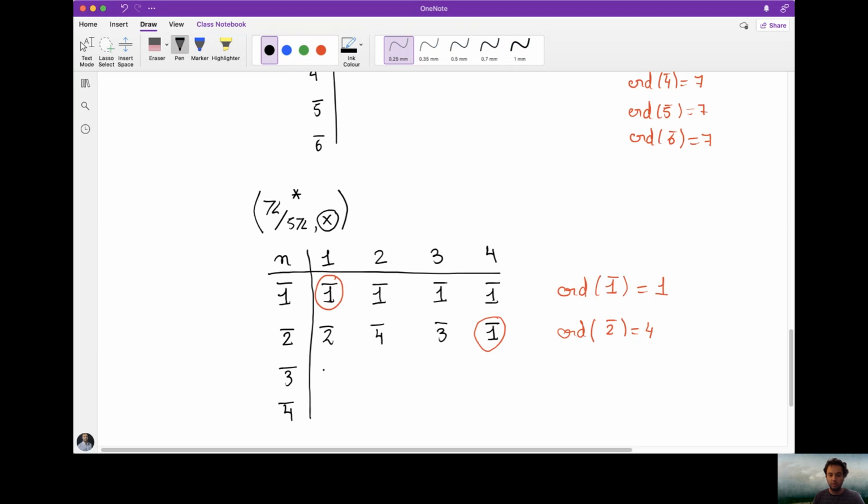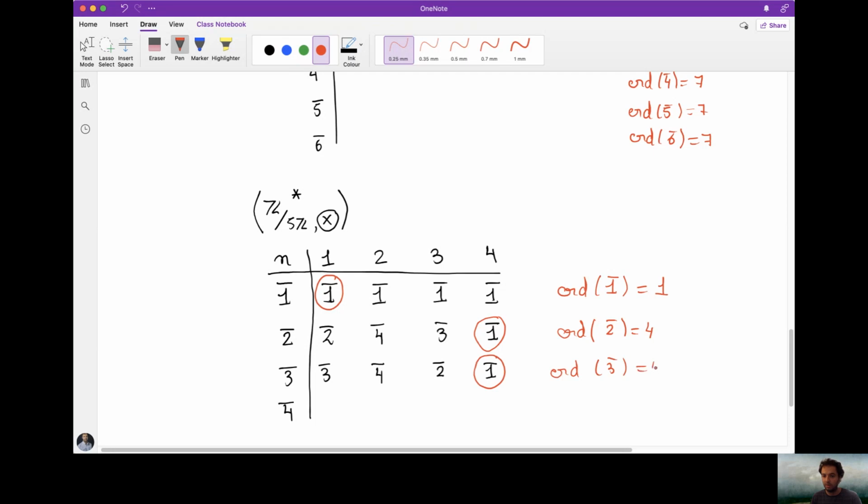Okay, let's do it for 3. We start at 3. 3 times 3 is 9. Modulo 5, it's 4. 4 times 3 is 12, so that's 2, and 2 times 3 is 6. 6 is 1. So also the order of 3 is 4.